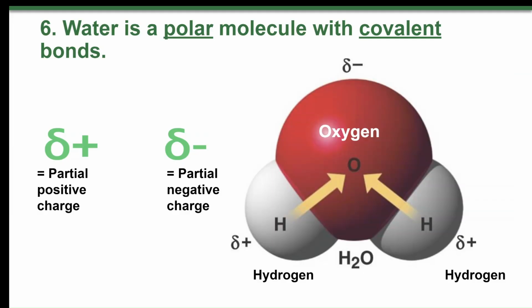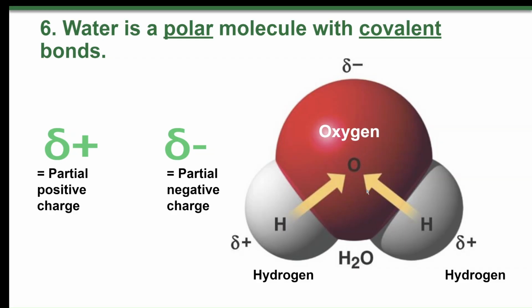All right, so like I mentioned before, water is a polar molecule with covalent bonds. And the reason why water is polar is because we know the formula for water is H2O. It would be nonpolar if all of those elements were the same size. But the only things that are the same size are these two hydrogens right here. The oxygen is much bigger than the two hydrogens.